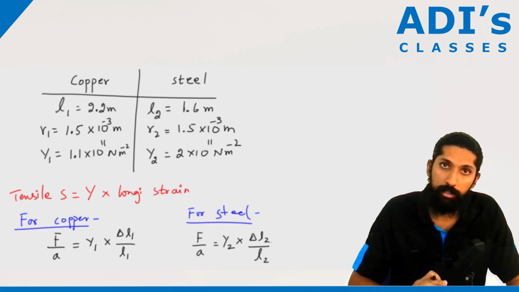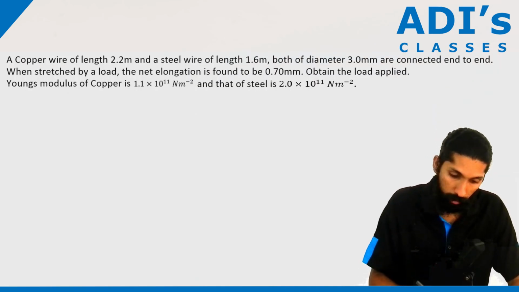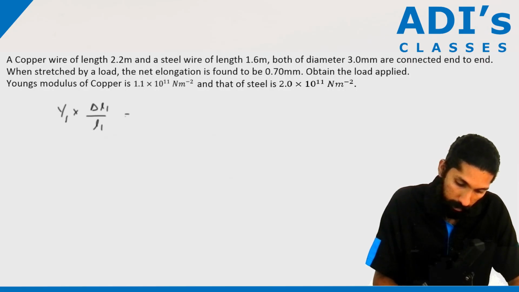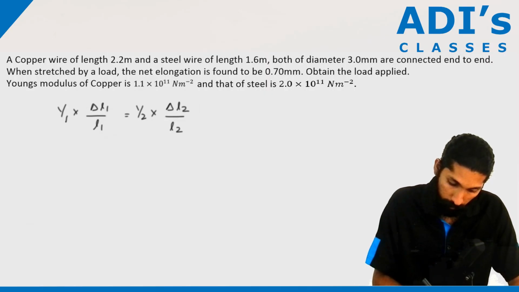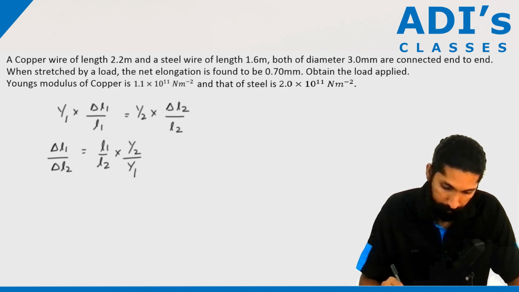Let's equate the RHS and do the next part. What do we get when we equate them? We have y1 into delta L1 by L1 is equal to y2 into delta L2 divided by L2. Take the ratio delta L1 by delta L2. So delta L1 divided by delta L2 is equal to L1 by L2 into y2 divided by y1.